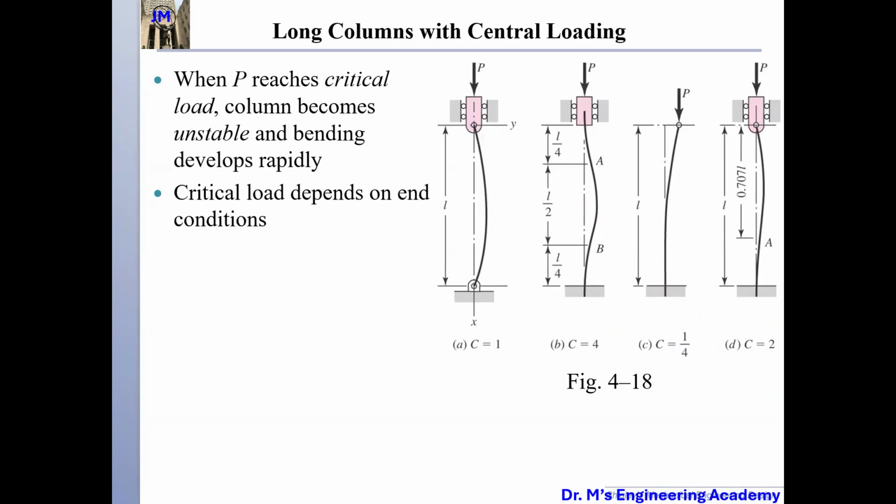Then C equals 4. Here is a fixed end. Fixed means that both the translational degrees of freedom and the rotational degrees of freedom are fixed. Here is also fixed. And for this case, C equals 4. Then C equals 1/2. That means one end is fixed and the other end is free. And C equals 2: one end is fixed and the other end is pinned. So we have four different cases in total.